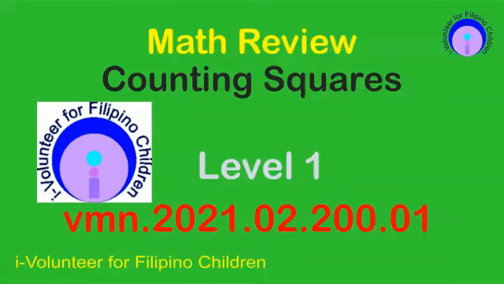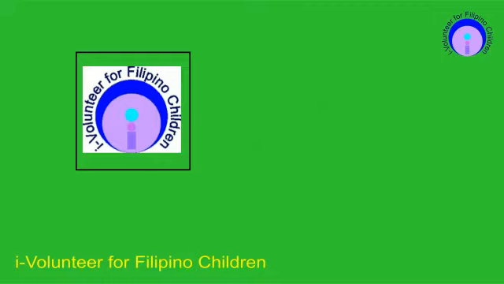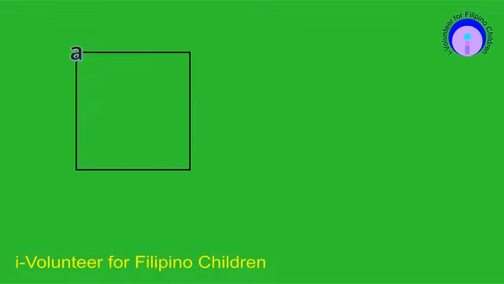Our topic for today is counting of squares. Marami sa inyo ang nalilito sa pagbilang ng number of squares. Umpisahan na natin. Ito ay isang square. We will label this as A, B, C, and D. Obviously, this is one square.